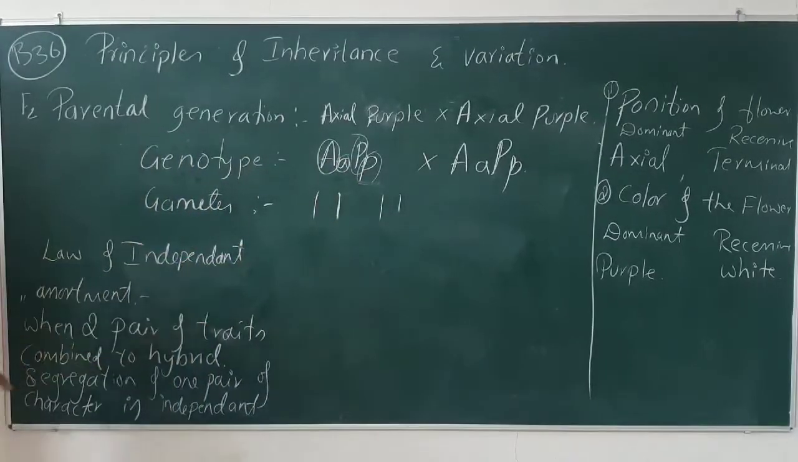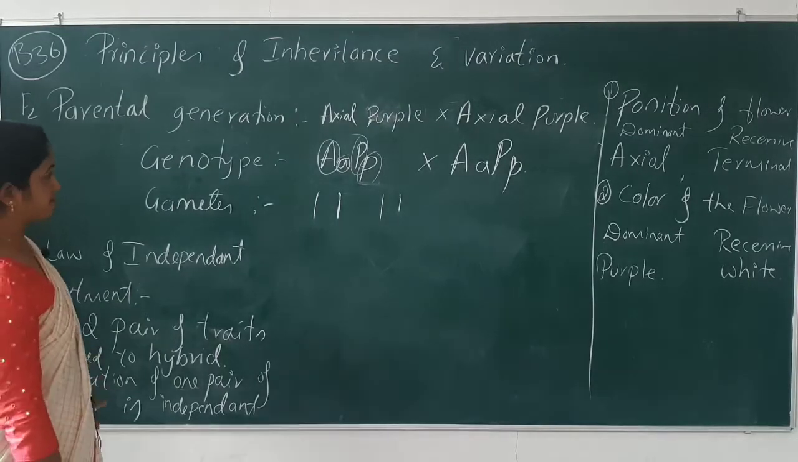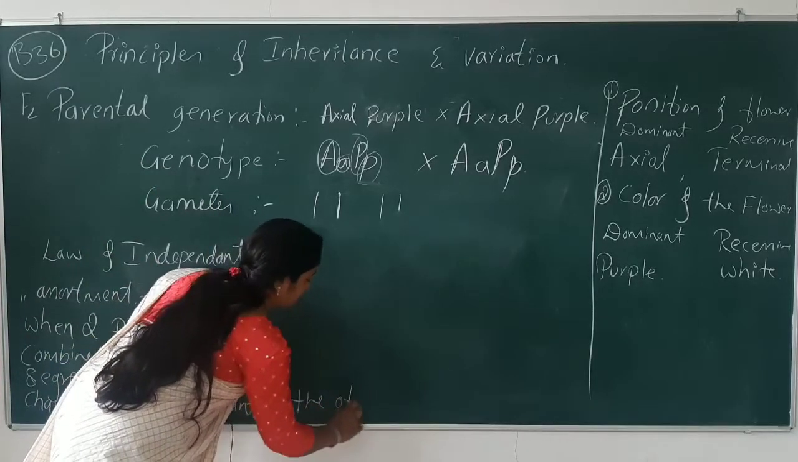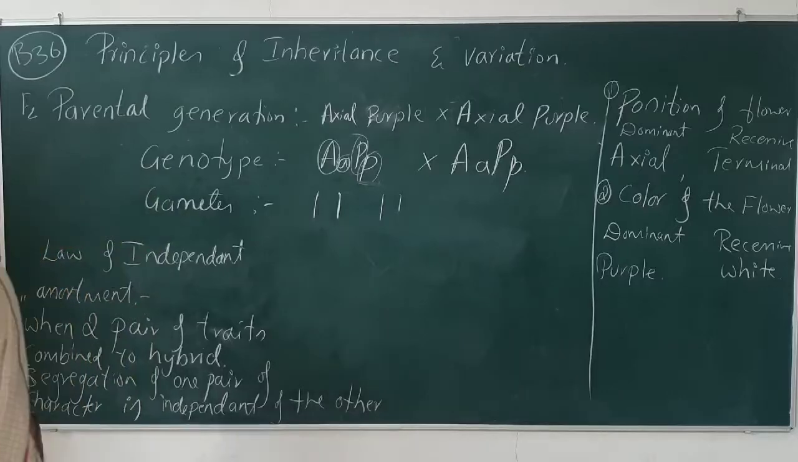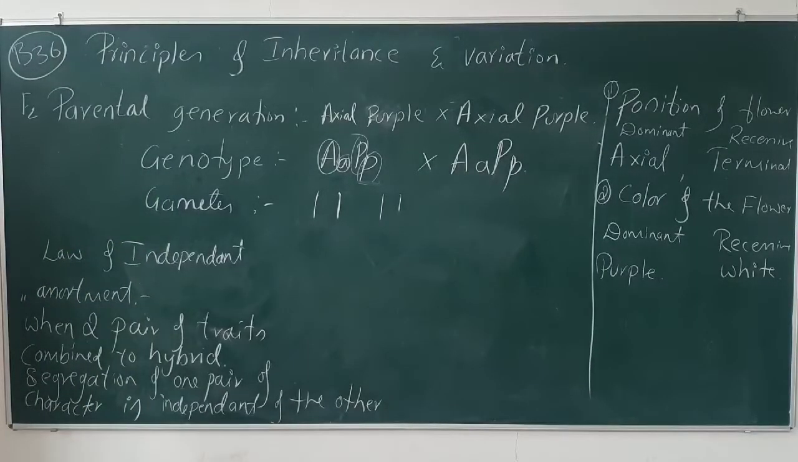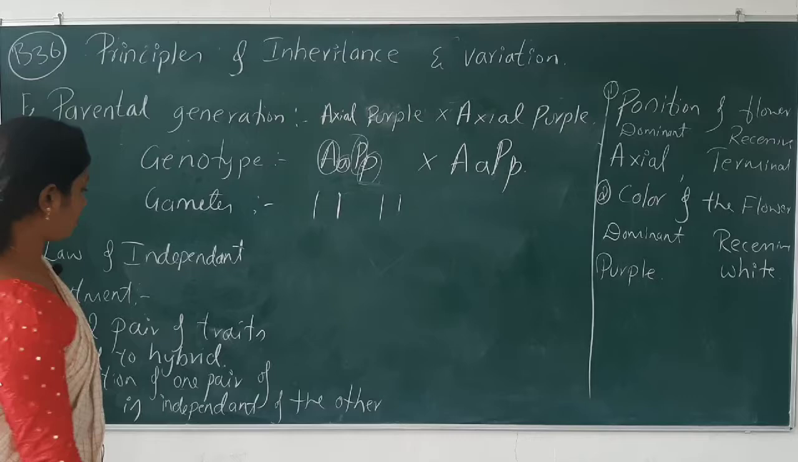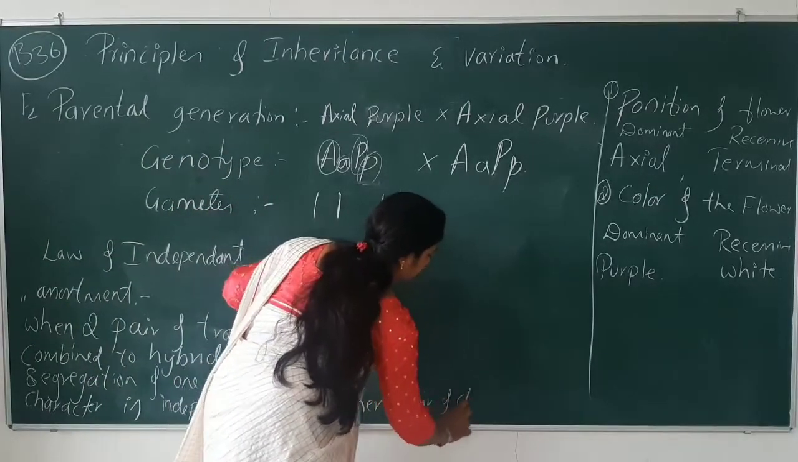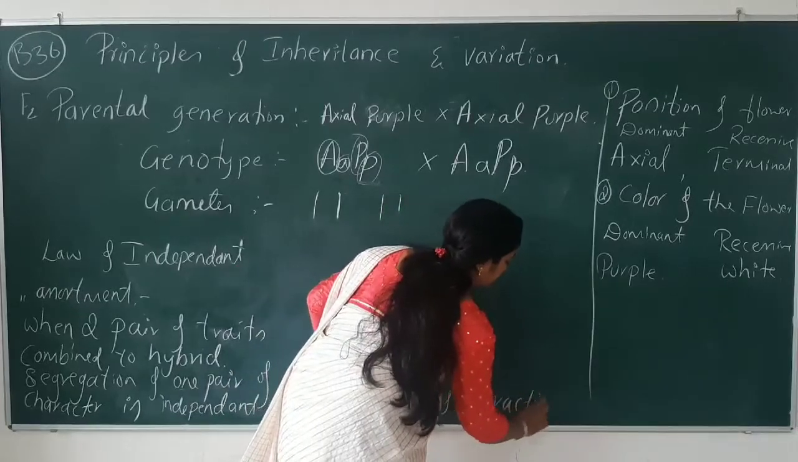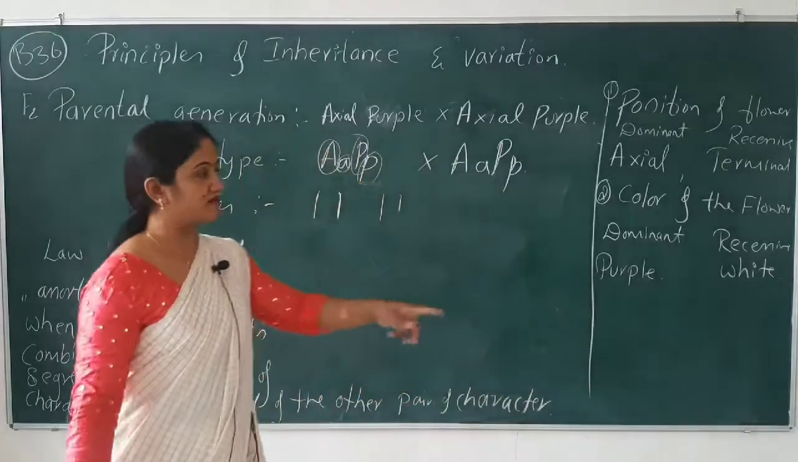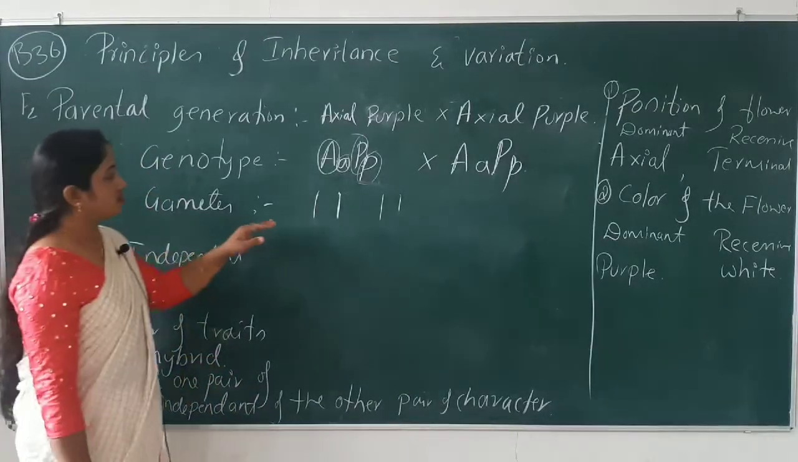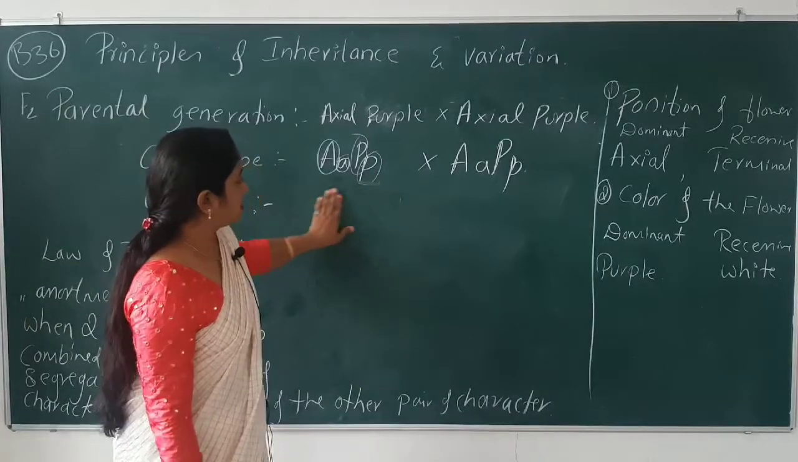I'll explain you that one. So, a character is independent of the other pair of characters at the time of gamete formation. Just complete the sentence. I don't have the place at all. I am going to erase this one because I have to write the Punnett square here.